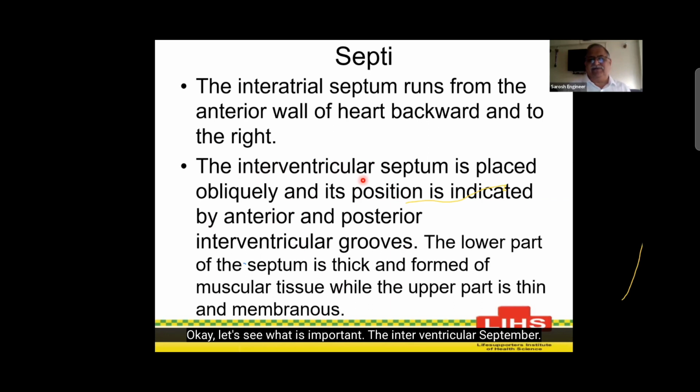The interventricular septum is placed obliquely in its position. I will show you and make you understand what I'm saying. But first I want you to read what it is. The interventricular septum, which is inside the heart, has its attachment on the surface of the heart indicated by two grooves, the anterior and the posterior interventricular grooves. Seeing this much, let's go and see this.